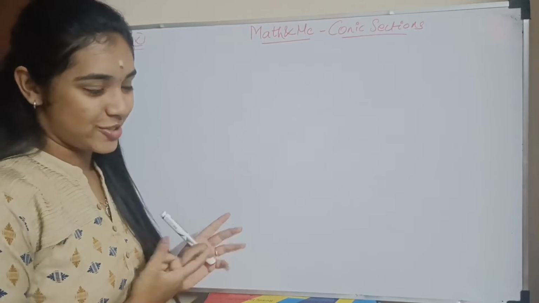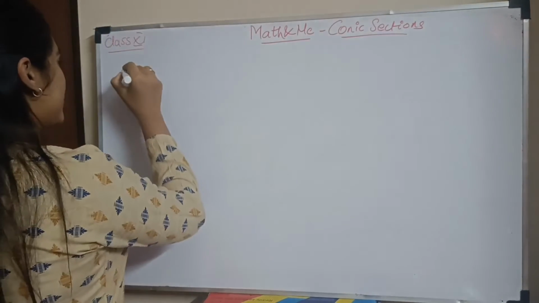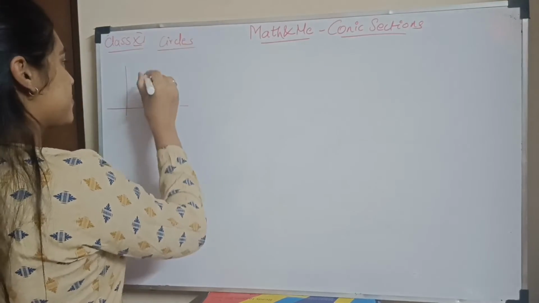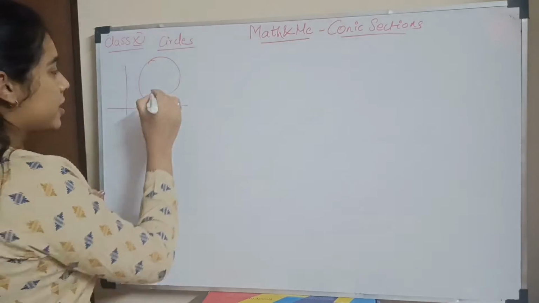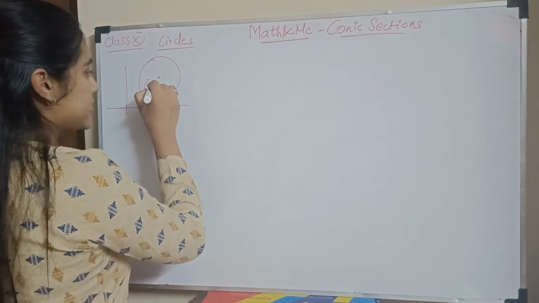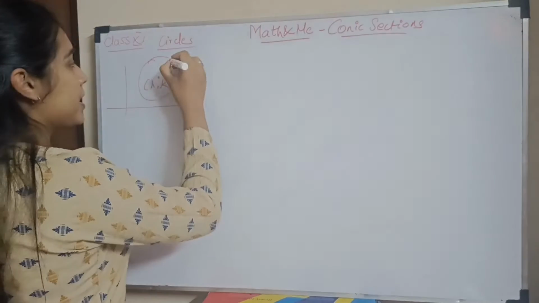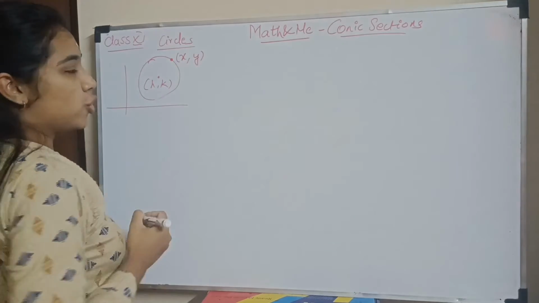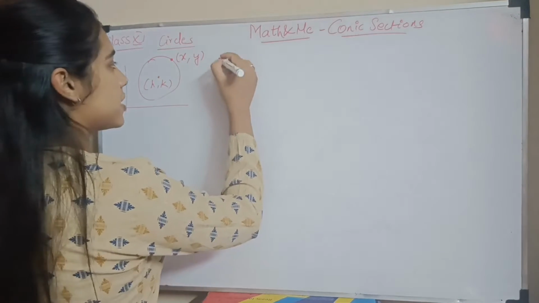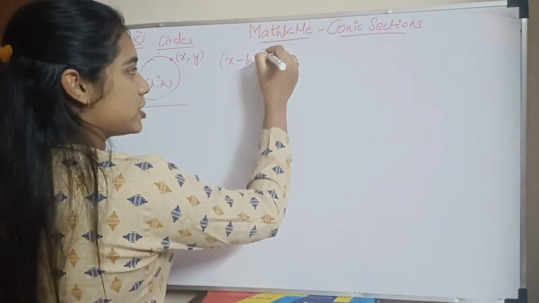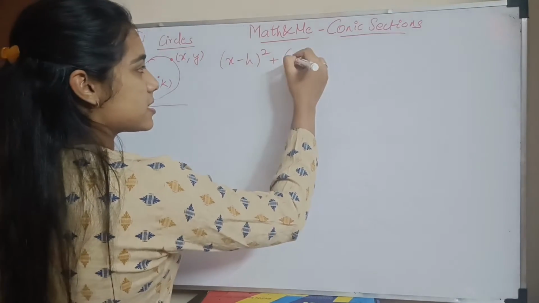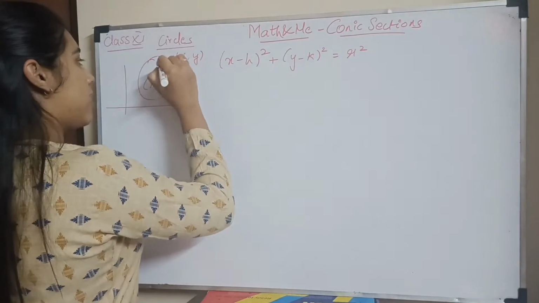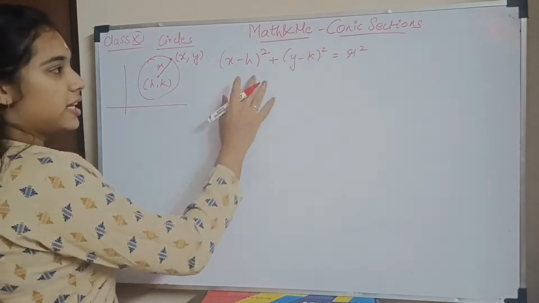So let's get into conic sections. First, we are going to deal with circles. You have a circle whose center is at h, k, and there's another point on the circle which I denote by x, y. So what is the equation of the circle? I have (x minus h) the whole square plus (y minus k) the whole square equals r square, where r is the radius of the circle. So this is the equation of a circle.